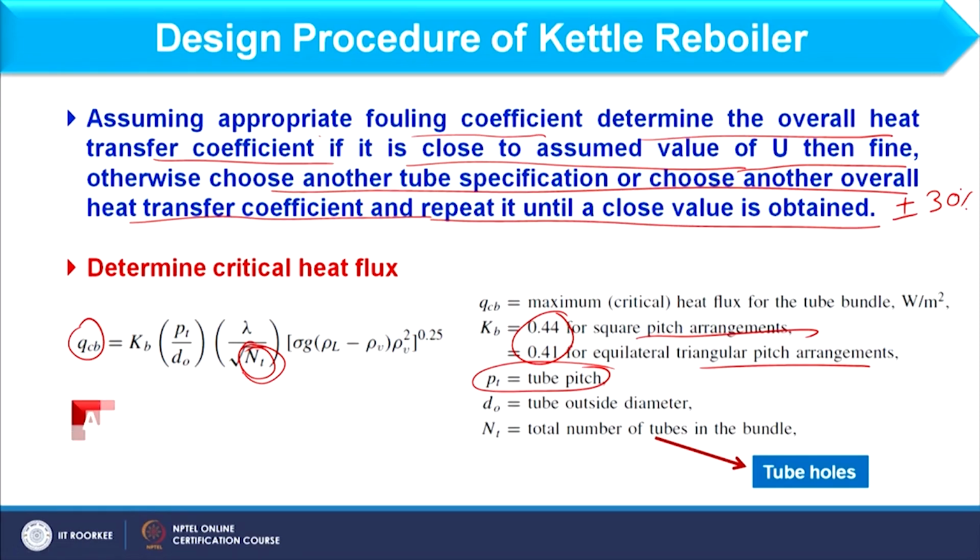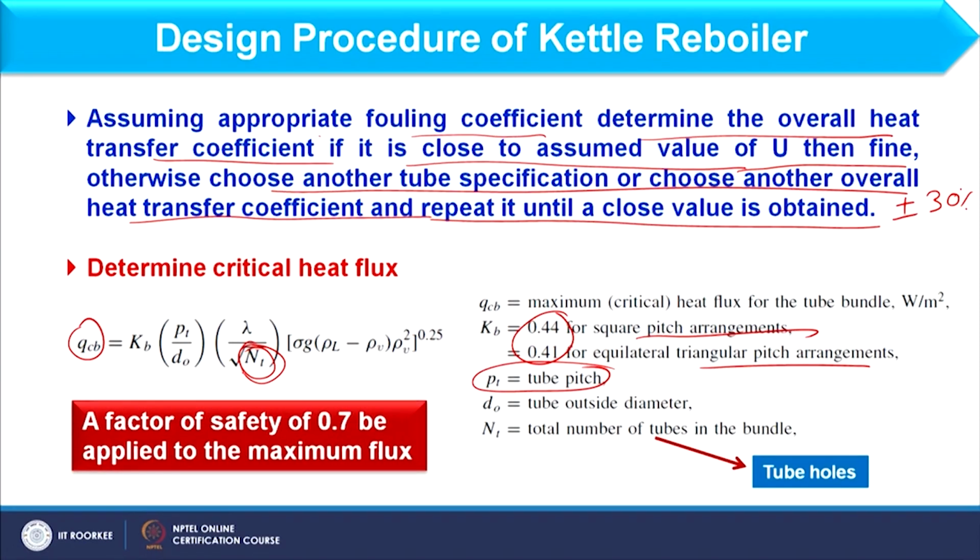Here you have to check whether the system flux is less or not. So what is the criterion? The criterion is that a factor of safety of 0.7 be applied to the maximum heat flux. So whatever QCB we have obtained, multiplied by 0.7, should be more than the system flux. The system flux you can calculate because you already know the heat duty as well as the area. So Q will be fixed and that should be less than 70% of QCB. This condition you have to satisfy.